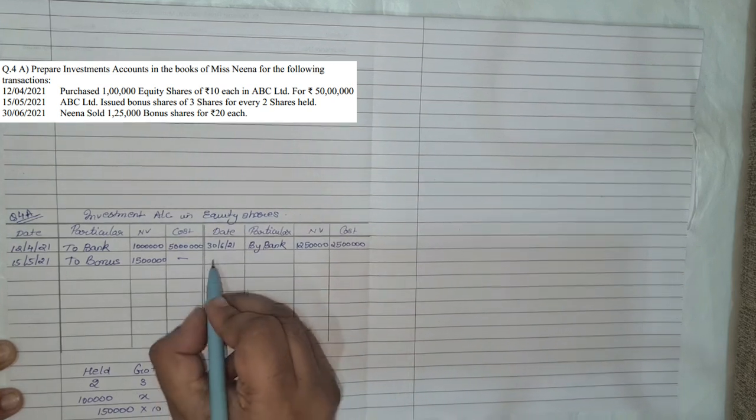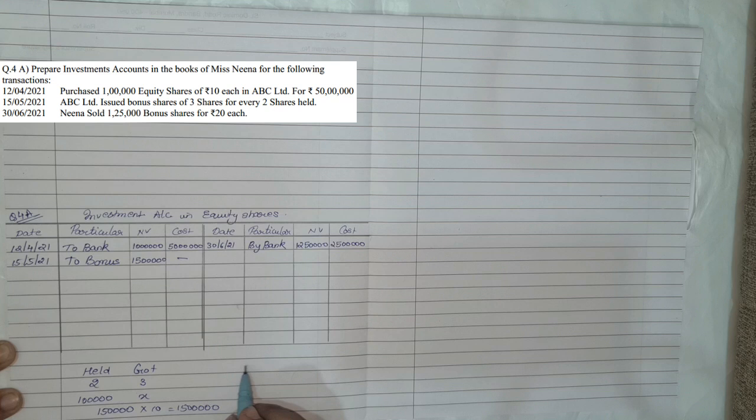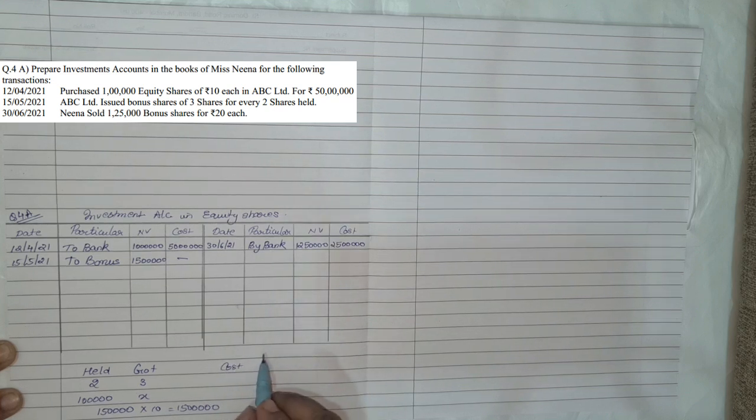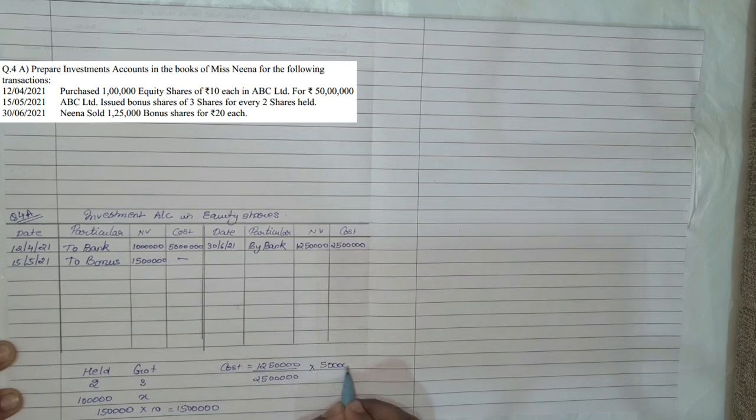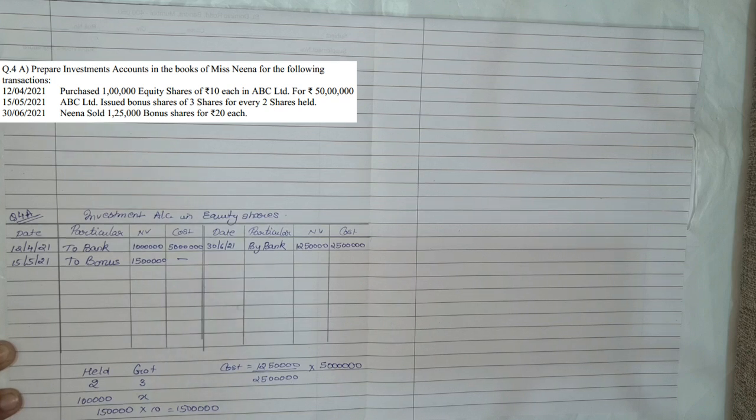Now the rule is whenever you sell, we need to find the cost. In order to find the cost, the formula is NV of sales 12,50,000 upon total, that is 25 lakhs, into the total cost 50 lakhs. So 12,50,000 divided by 25 lakhs into 50 lakhs, the total comes to 25 lakhs. The total cost also came to 25 lakhs.